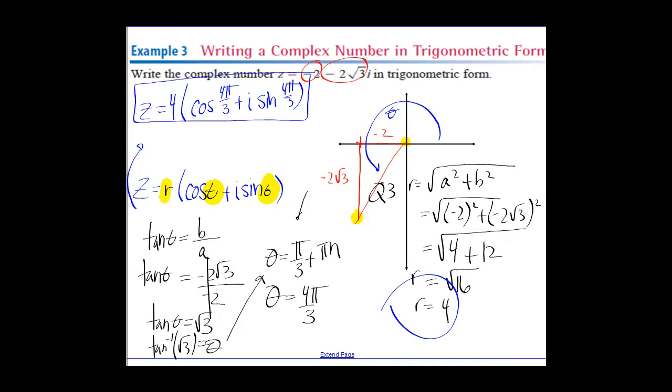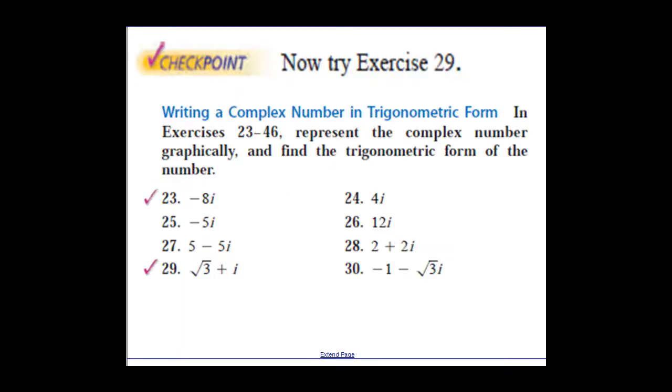Box your answer. All right, go ahead and try exercise 29 in your notes now. Do make sure you plot, find r, use the fact that tangent of theta equals b over a, and then give your answer in trigonometric form. Check your answer in the back of the book. Come back when you're done.